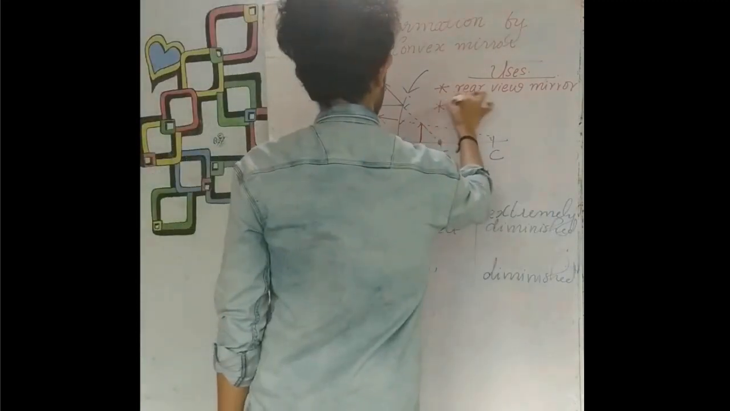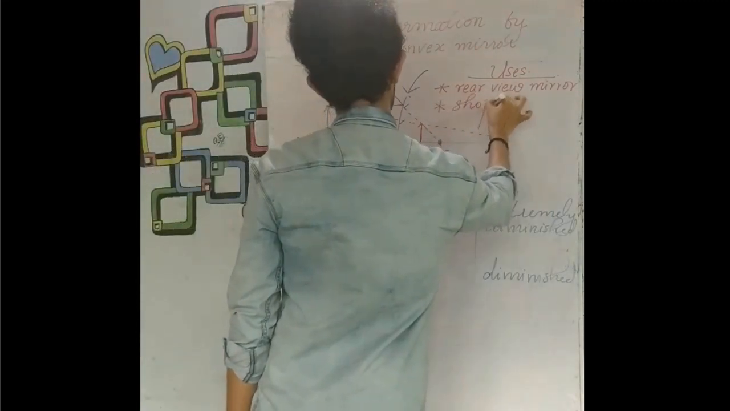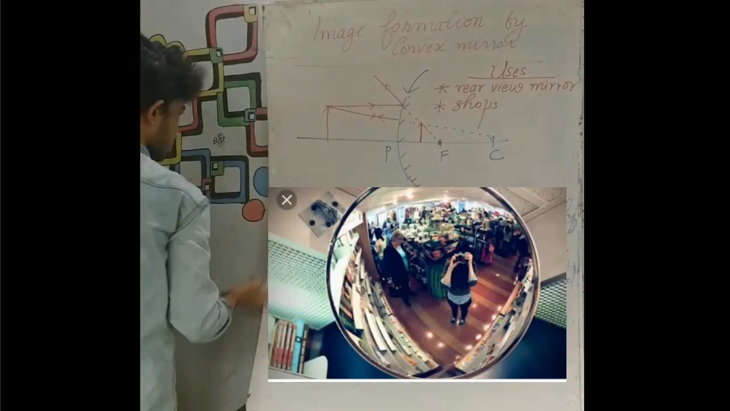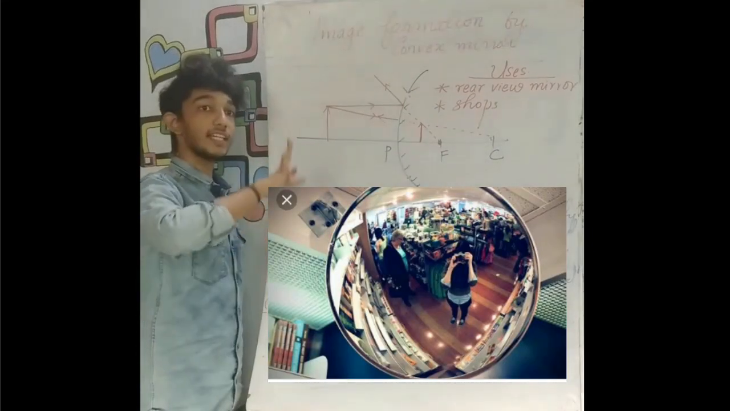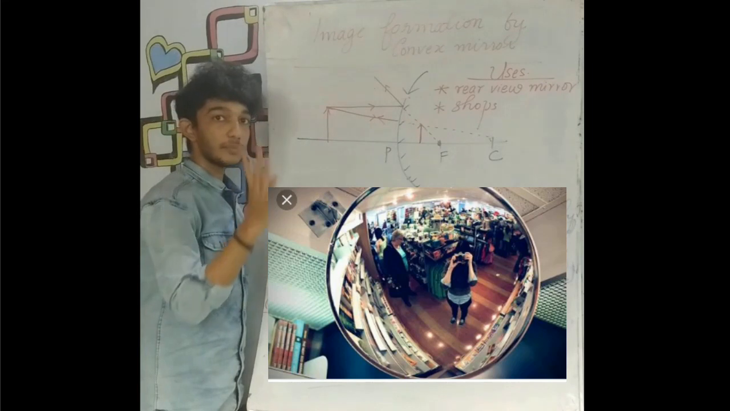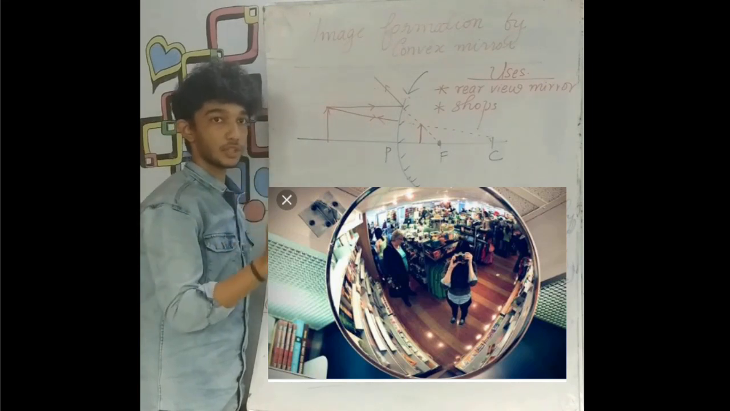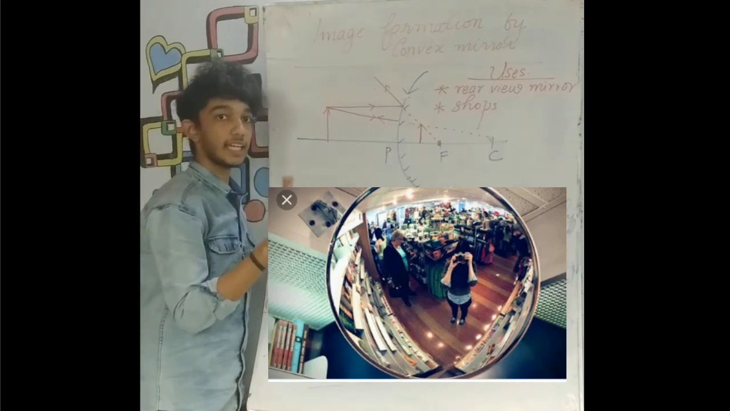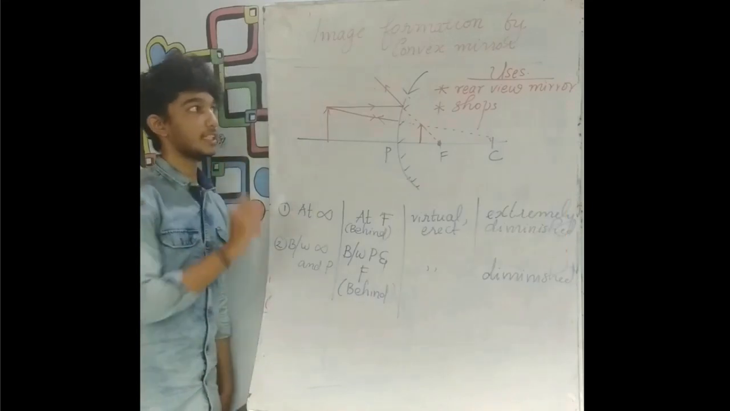And the next one is that it is used in shops. Why is it used in shops? Because it can cover a large area, a large number of customers can be seen by the shop owners, and in this way they can avoid theft. These are the two main uses of a convex mirror.